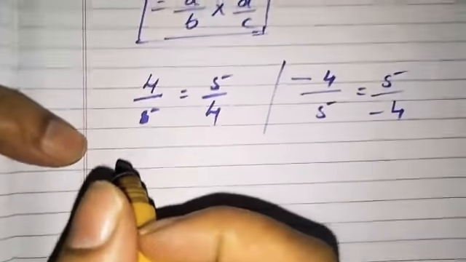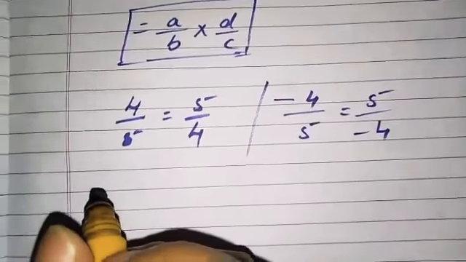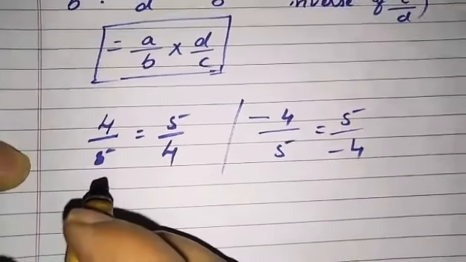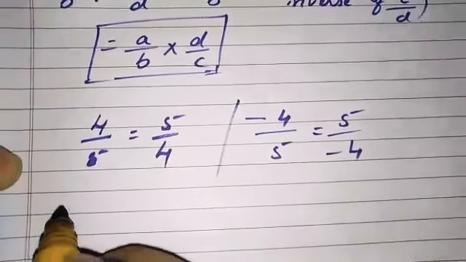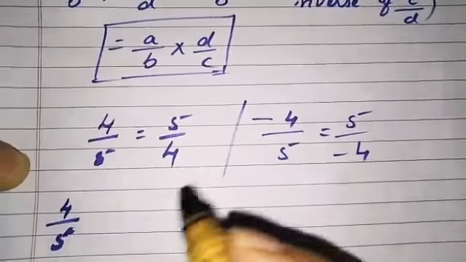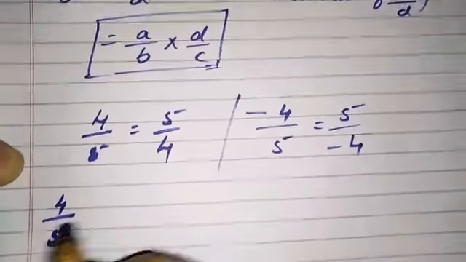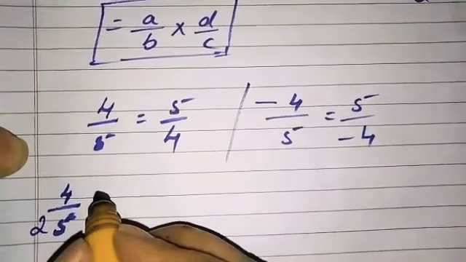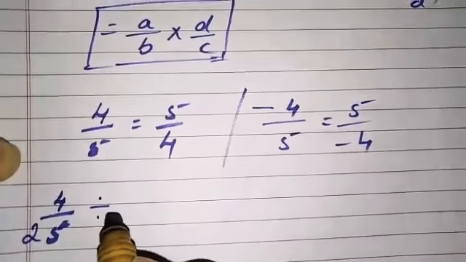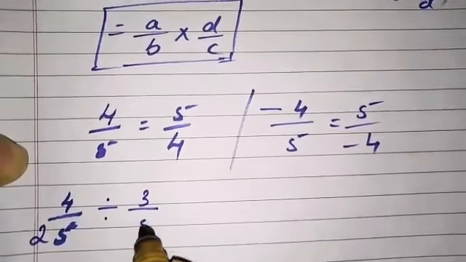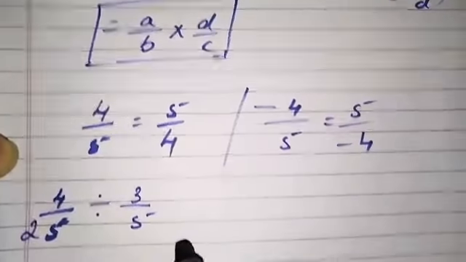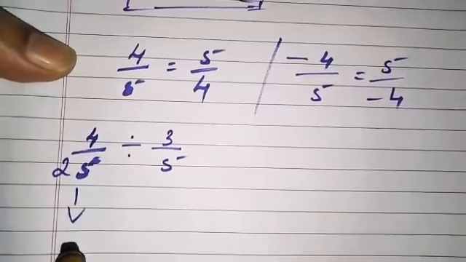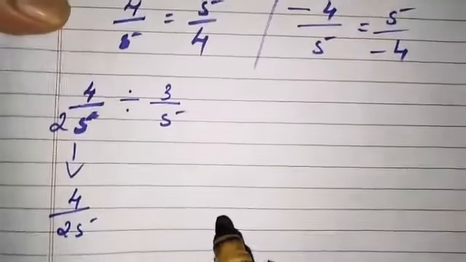So let's quickly divide one or two sums so that it becomes easy for you to understand. Let me take one number, 4 by 25, one rational number, divided by 3 by 5. Now let's solve this. How do we do this? It's very easy. This one we will take as it is, 4 by 25.